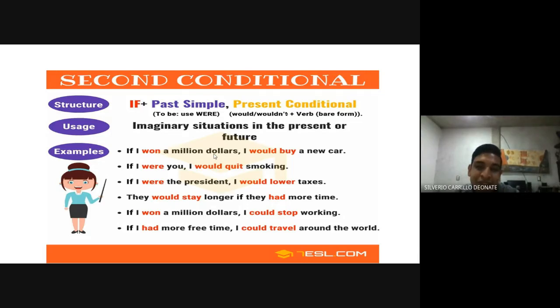So in this case, that's why we're going to express an imaginary situation. Yes? The second idea in here, if I were you, I would quit smoking. Si fuera tú, dejaría de fumar.